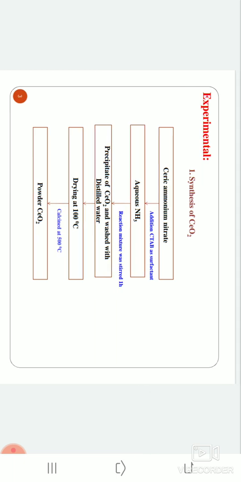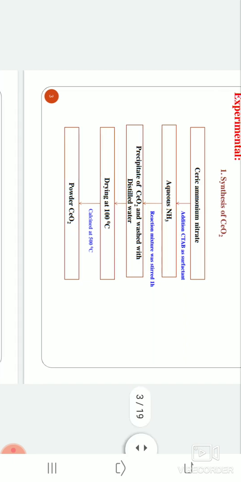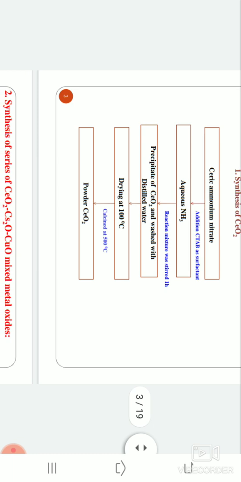Experimental. In the synthesis of pure metal oxides, we take the nitrate salt of the metal. After that, add CTAB as a structure directing agent and aqueous ammonia for the precipitation of that metal salt. After the precipitation, we wash the precipitate with distilled water and dry at 100 degrees Celsius. After the drying, calcine this material at 500 degrees Celsius to get a powder form of metal oxides.